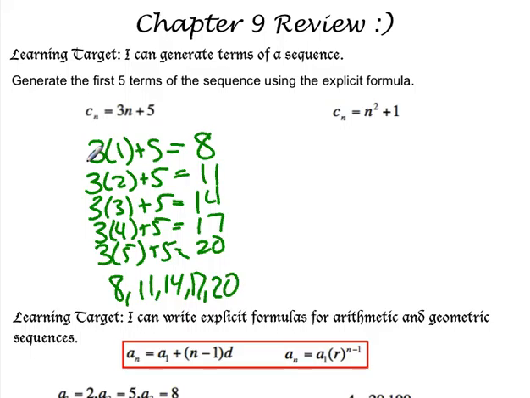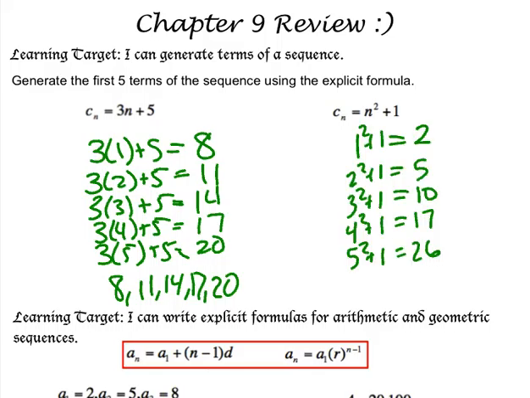Pause the video now and see if you can come up with the first 5 terms of the next sequence. Check your values with mine. You should have 2, 5, 10, 17, and 26 for the first 5 terms of your sequence.